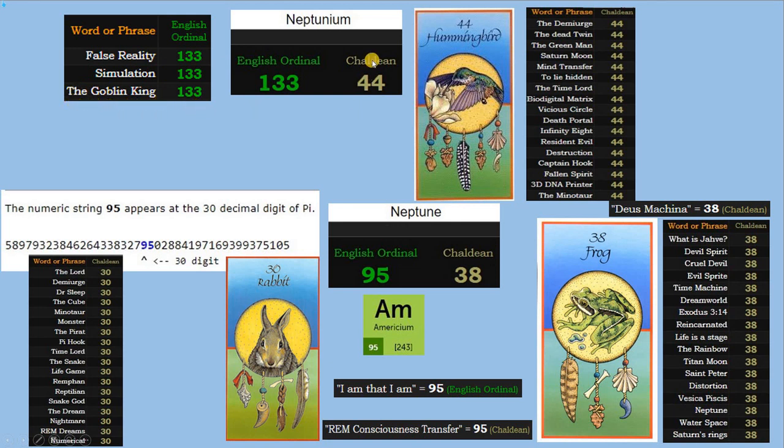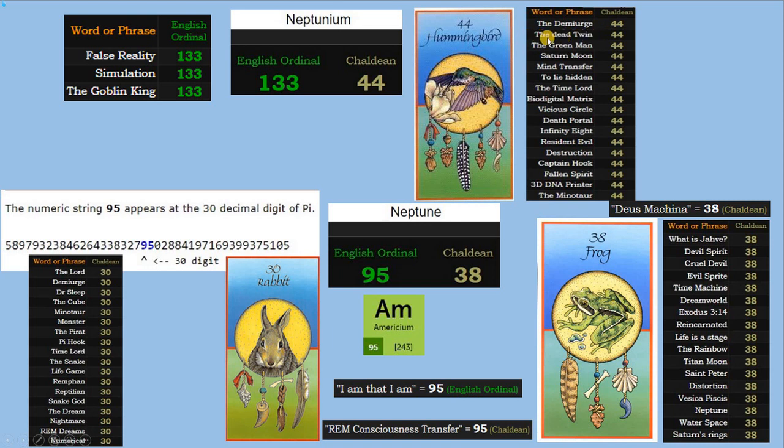In Chaldean we have 44, and it is linked to the hummingbird medicine card, and this hummingbird represents basically Saturn and the humming that it produces. In Chaldean, we have the following words with 44: the demiurge. So we can see the demiurge is actually Neptune, that is Saturn, that is the beast of the sea.